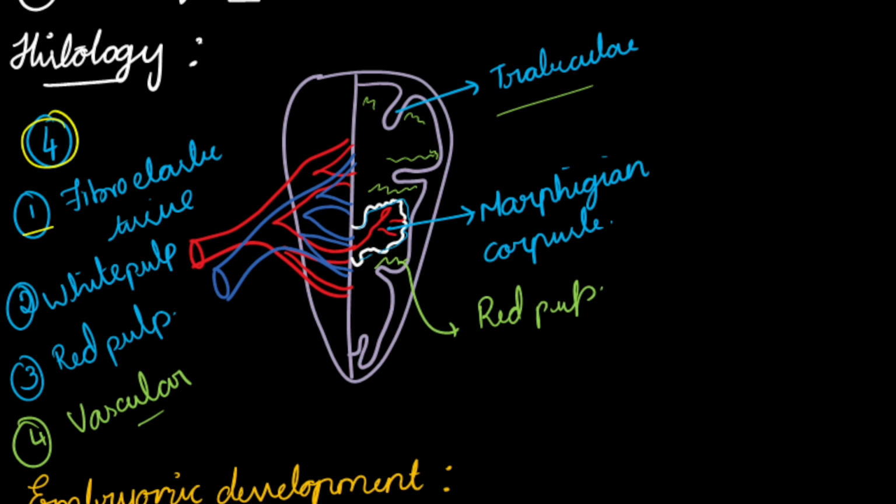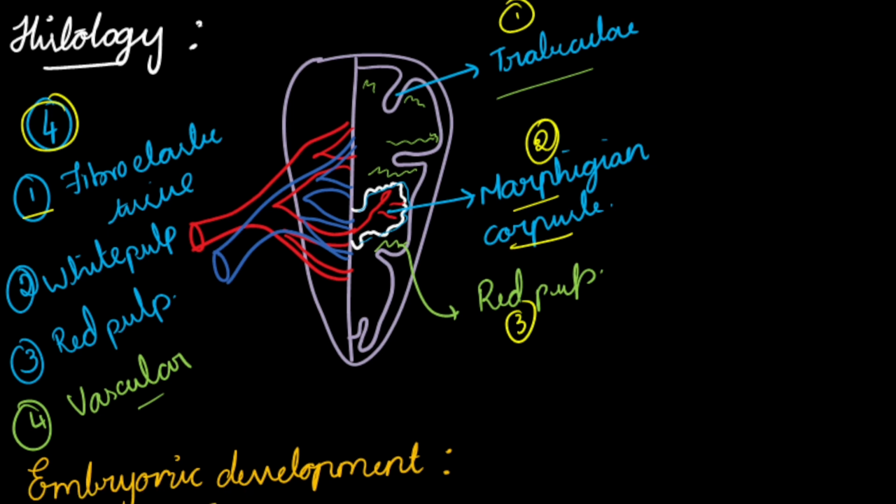So now regarding the histology, there are four components. One is fibroelastic tissue, which forms the trabeculae, and this helps in the contraction and distension of the spleen and maintains the blood flow. Then the second thing is white pulp, which is lymphatic nodules present around the eccentric arteriole and forms the Malpighian corpuscle. And the red pulp, which is situated around the white pulp, and here it will be having all type of cells, and vascular system, which mainly permeates through the organ.